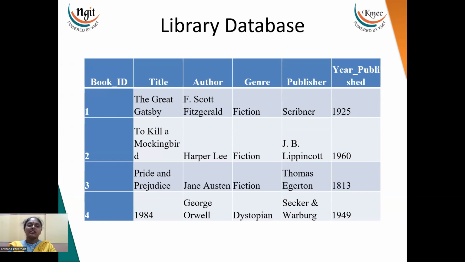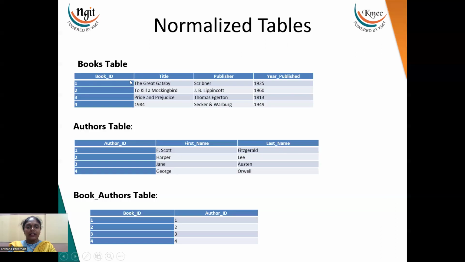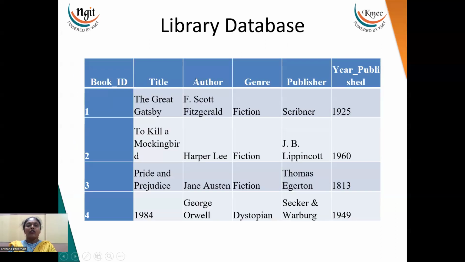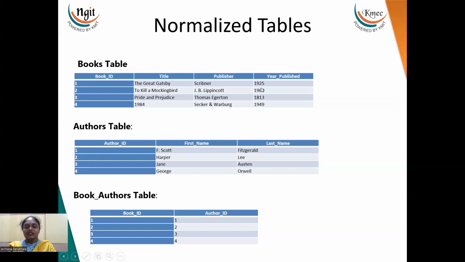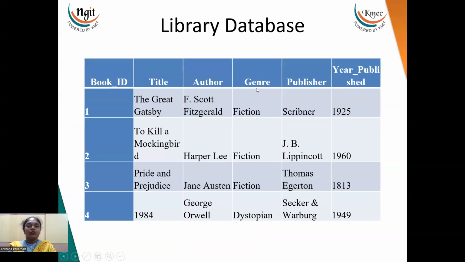Now let us consider this library database. With respect to this database, we will walk through the normalization process. This library database contains various attributes: book ID, title, author, journal, publisher, and year published. We have four records of information. Let us look at this data and how it is being normalized.